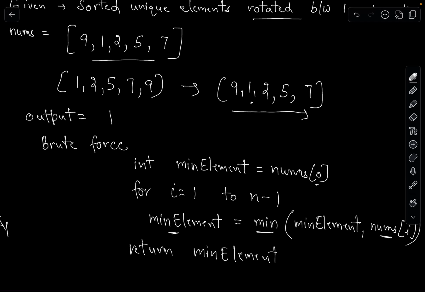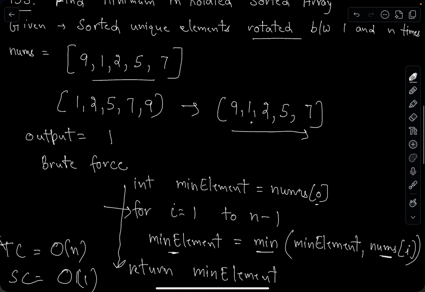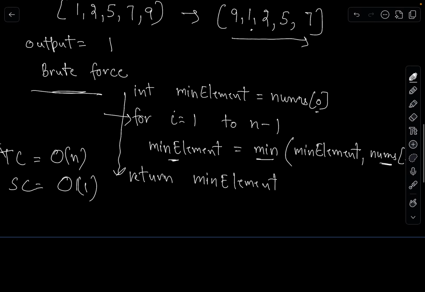And what will be the time complexity of this problem? If you notice, we are just running one loop from 1 to n minus 1, so the time complexity would be O of n, and the space complexity would be O of 1, as I'm not using any extra space here. Now, can we do better than this? If you notice, the array given to us is sorted, and we haven't used that property to find the minimum element in this brute force solution. So can we do better than this?